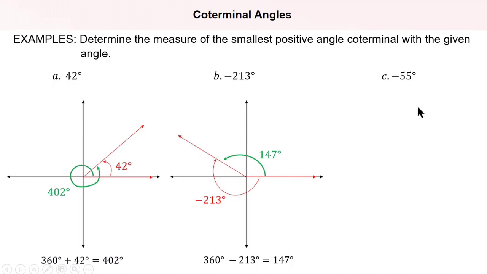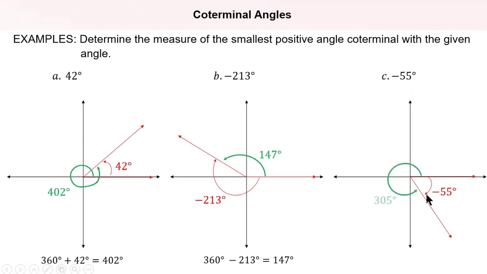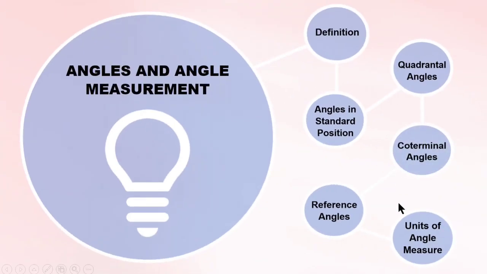For letter C, negative 55 degrees looks like this, and the smallest positive angle coterminal with it is 305 degrees. If we add 305 and 55, it is equal to 360 degrees. So that is how you identify coterminal angles.